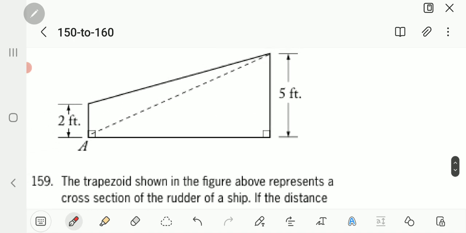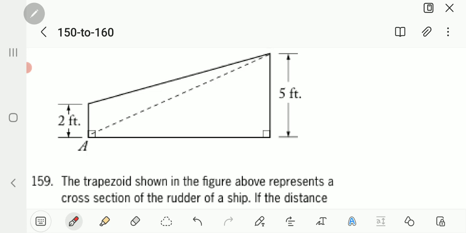All right, and now this is a trapezium. So how do we go about this one? How do we go about this trapezium?